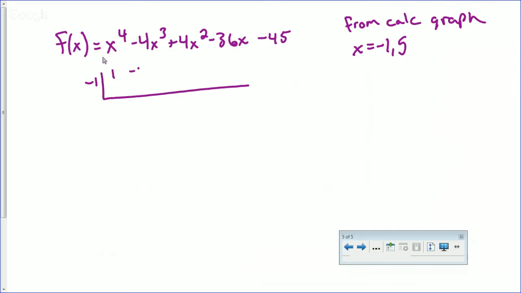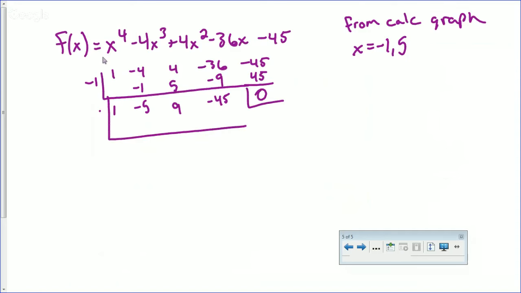So 1, minus 4, 4, negative 36, negative 45. We know that my remainder will already be 0. So we'll go through, so bring the first one down, multiply, add, multiply, add, multiply again, add, you get negative 45, and multiply to get 45, add again, you get 0. So that was -1. We got to do the same thing with 5. So bring down the first, multiply, add, multiply, add, multiply one last time, and you get 0.